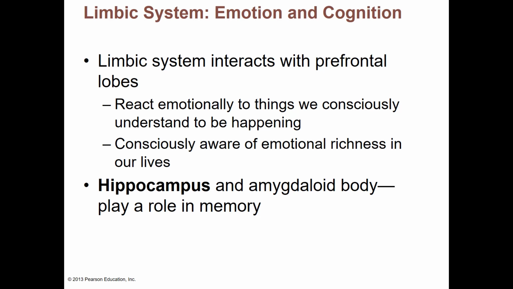Now, also part of the limbic system is its own separate little area called the hippocampus and, I'm always going to say this wrong, amygdaloid body, which help us play a role in memory. It allows us to store memories. It allows us to link memories to even smells and to other emotions.